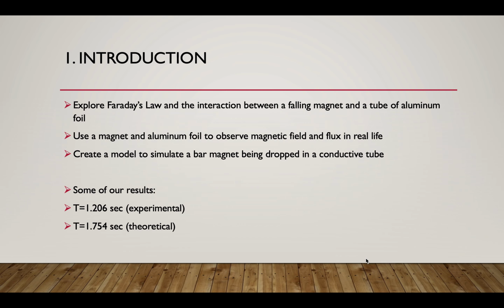In this lab, we will explore Faraday's law and the interaction between a falling magnet and a tube of aluminium foil. We will then use a magnet and aluminium foil to observe the magnetic field and flux in real life, and then create a model to simulate a bar magnet being dropped in a conductive tube. Some of our results: in the experimental lab, we found that it took the magnet 1.2 seconds to fall, and from the computational model it took 1.7 seconds to fall.